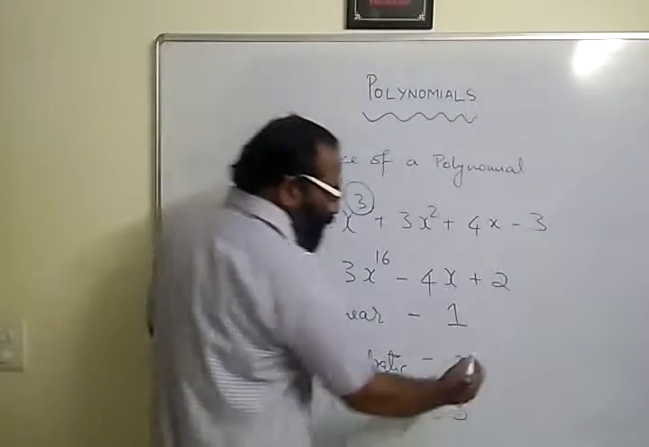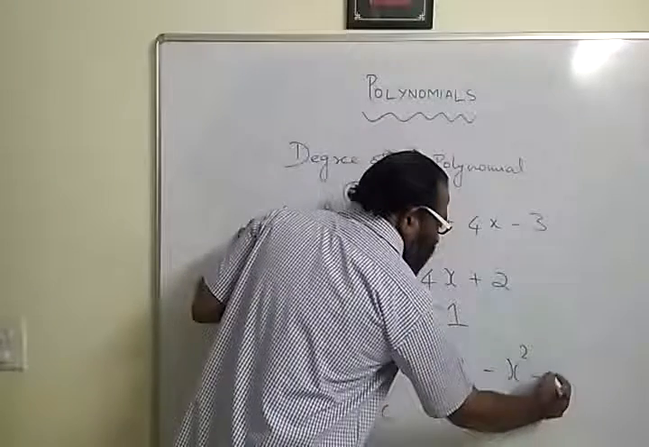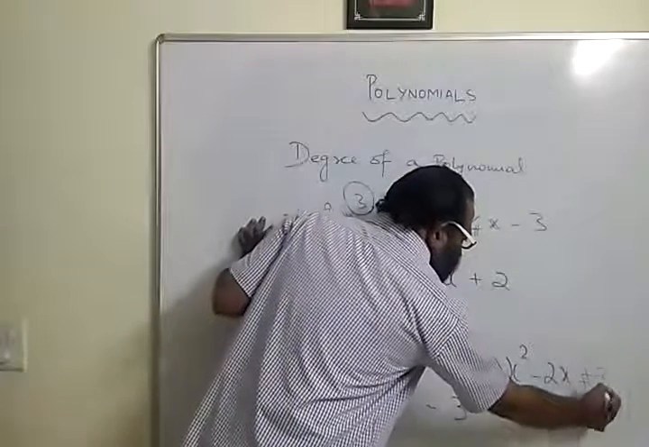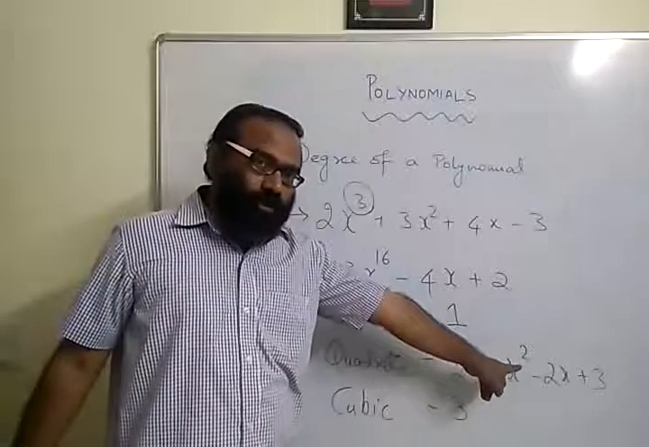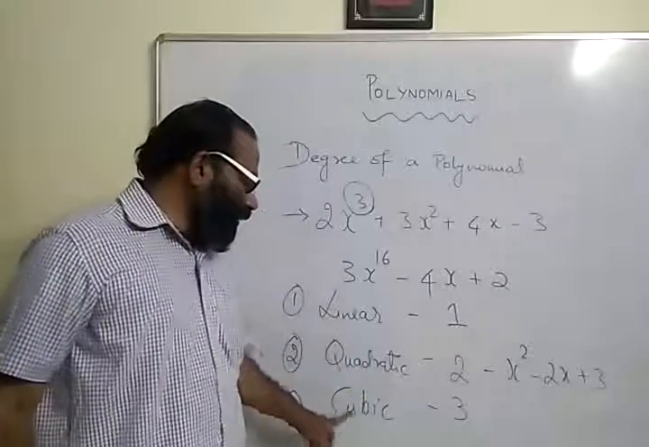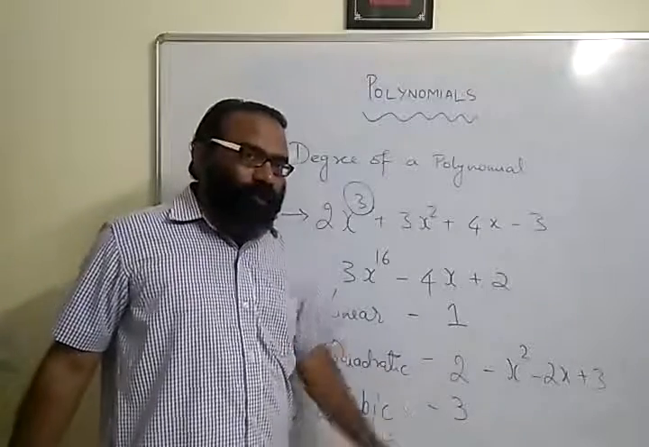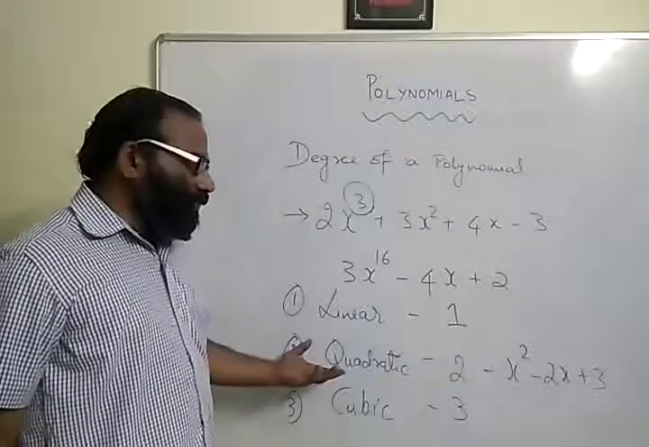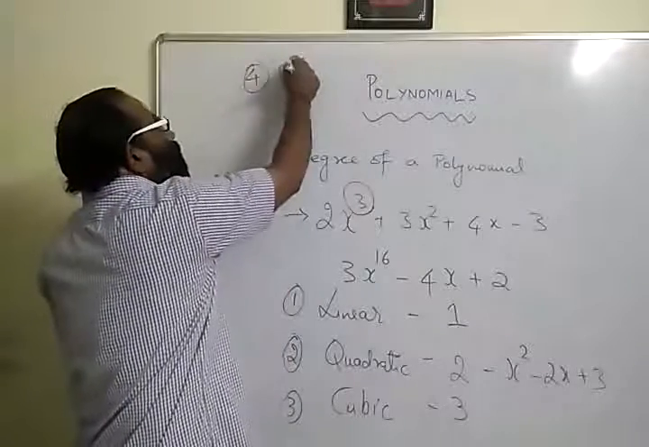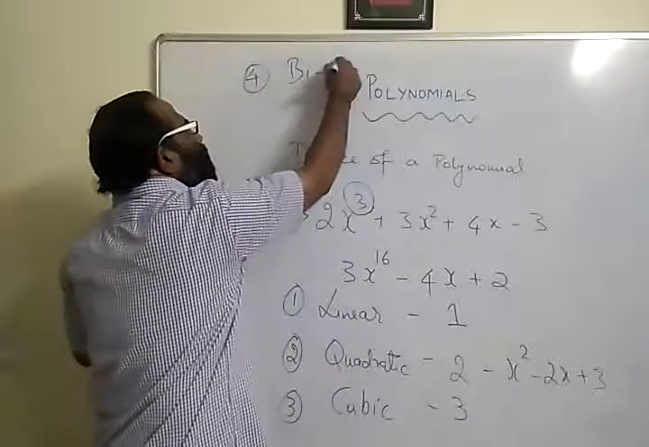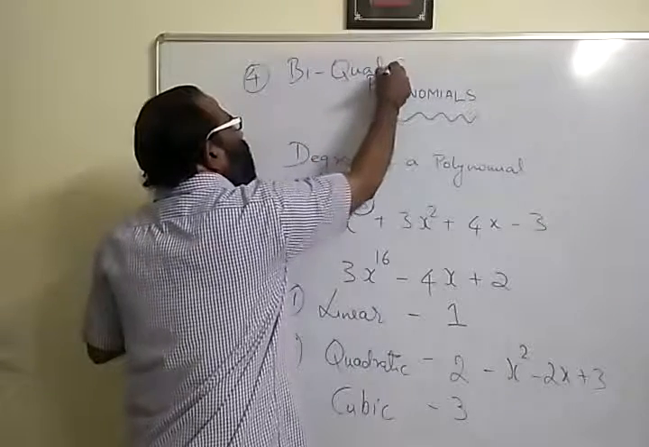In a quadratic, let's take an example, x squared minus 2x plus 3. You see the maximum power is 2, so it is a quadratic. And the cubic is 3. And when the maximum power is 4, we will call it biquadratic.